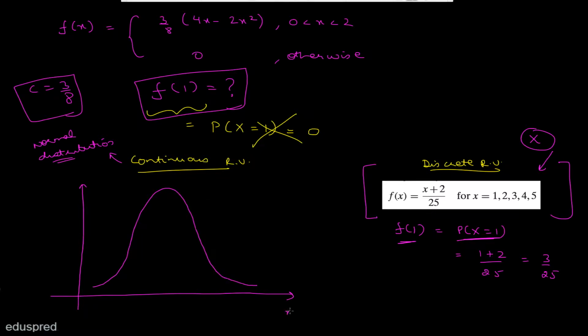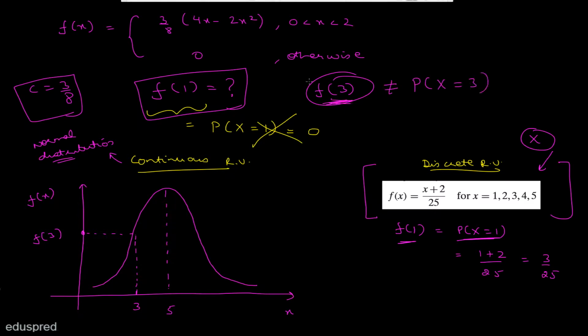Over here we have the values of x, over here we have the values of f of x, and let's say this is some value, let's say 5. Now in the case of a continuous random variable, what is the meaning of, let's say, f of 3? F of 3 would mean that if x takes the value 3, then f of 3 is this. Now f of 3 is not equal to the probability that x equals 3. F of 3 is just going to give you this point over here.